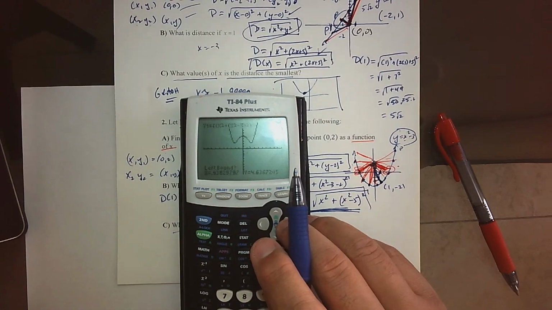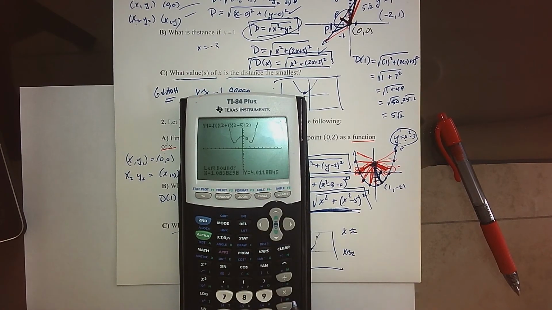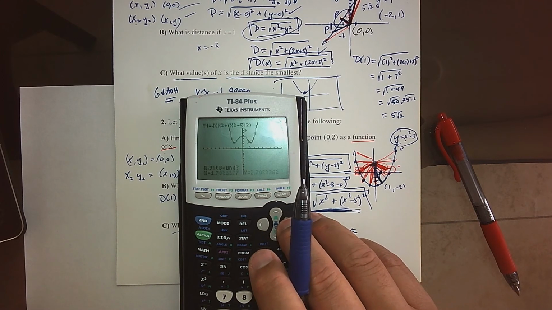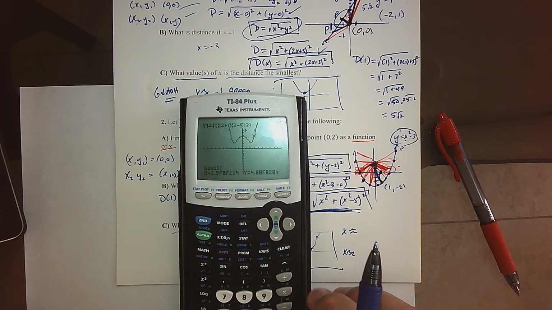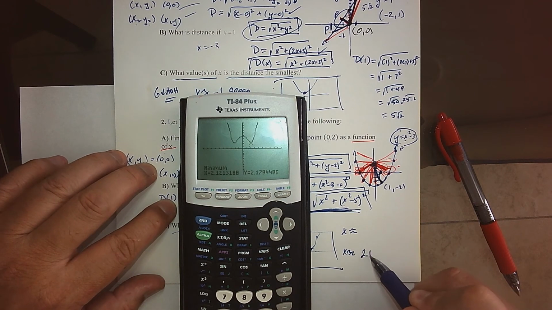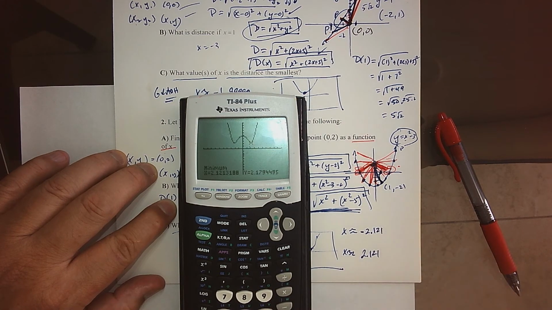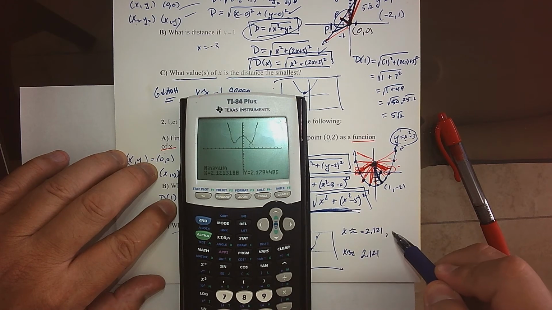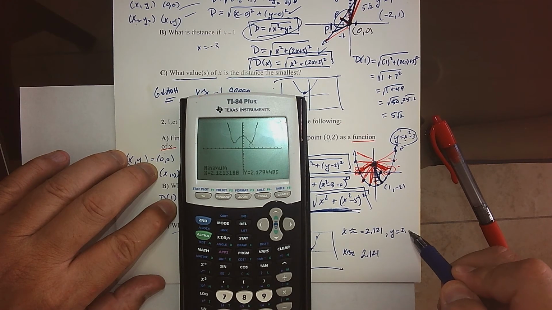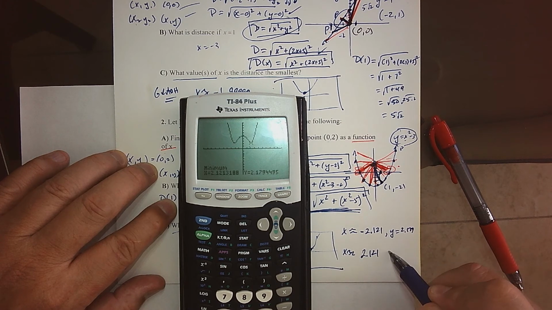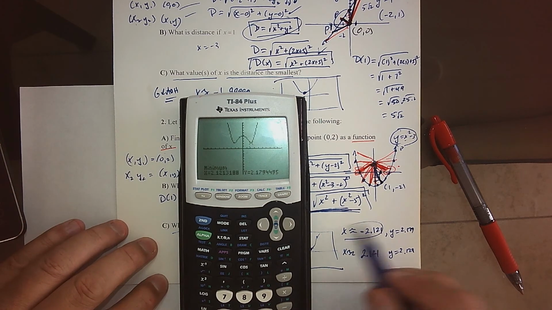So again, I need my cursor to be just to the left of that minimum value, press enter. I need my cursor to be to the right of that minimum value, press enter. And then we're going to come in here and settle in, press enter, and it looks like we get 2.121, right? Which means that this is negative 2.121 because of the symmetry. We also have the y-coordinate if we were interested in that, right? The y-coordinate is 2.179. So if we needed that, although we're just finding the x values.